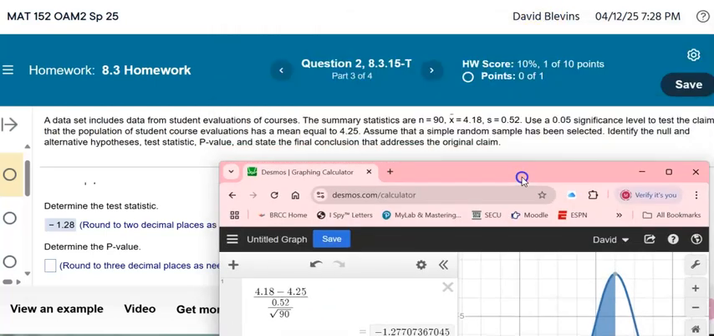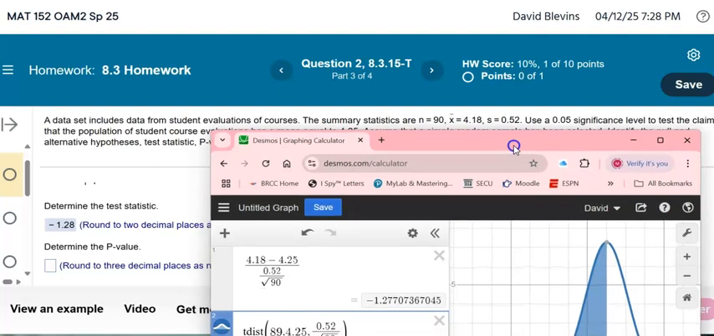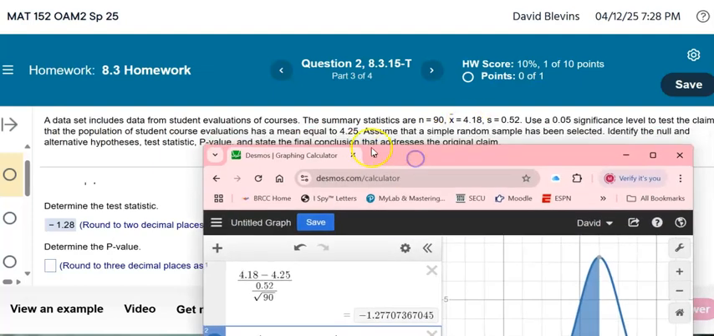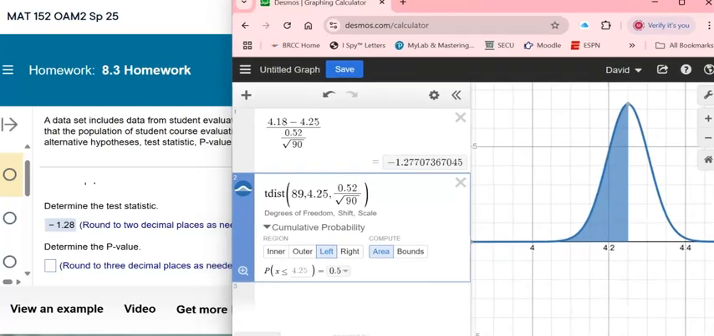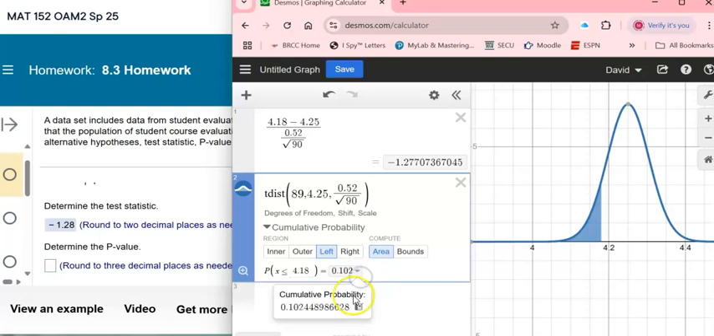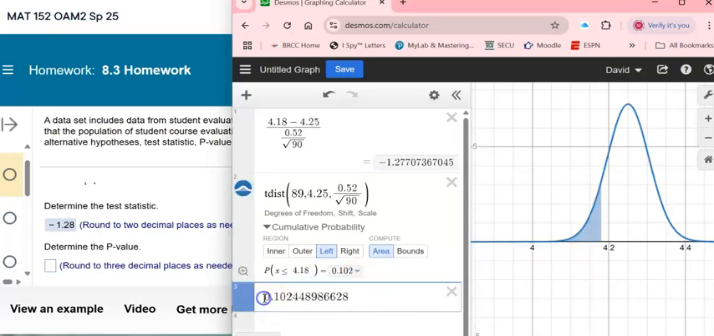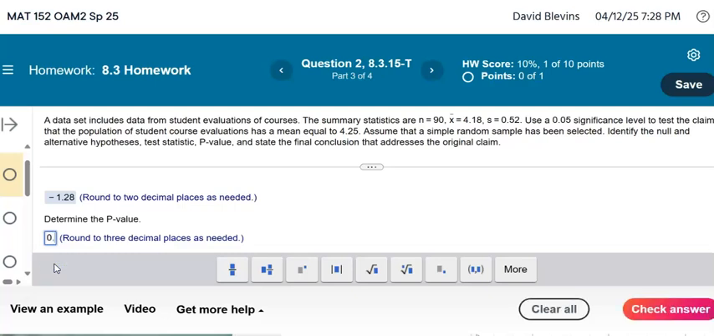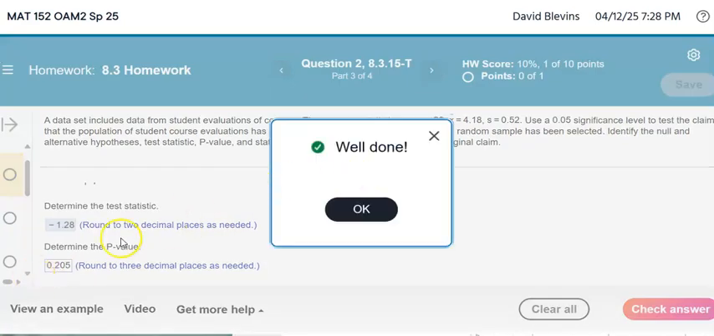Okay, now this is a sample mean that's below the claim mean. So I'm actually going to go into the left tail here, so I would select left. Mine's already selected. And then the number I'm going to pick here is the sample mean, the 4.18. So there is the probability of being at 4.18 or lower in the left tail. I'm going to grab this number and just drop it down here, and then I'm going to double that. So 2 times that number is my p-value. So rounded to 3 places, that'll be 0.205 is the p-value of that test statistic.